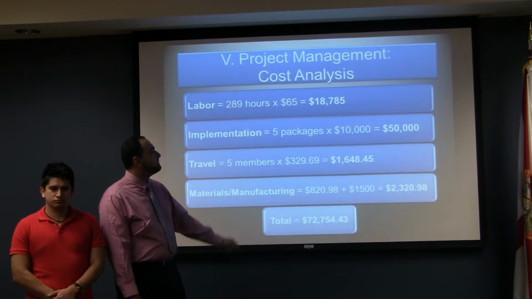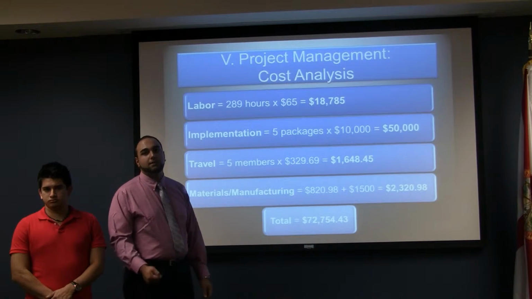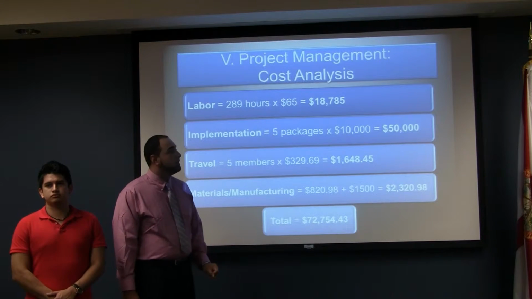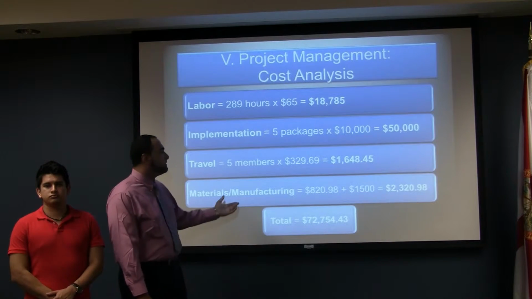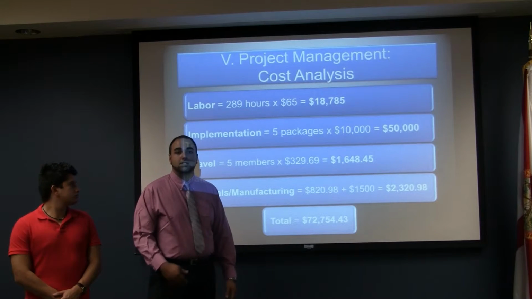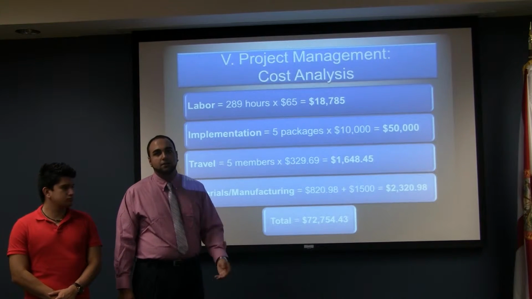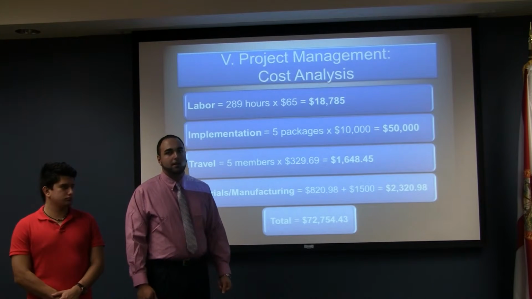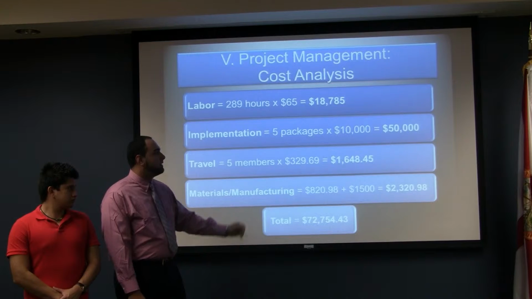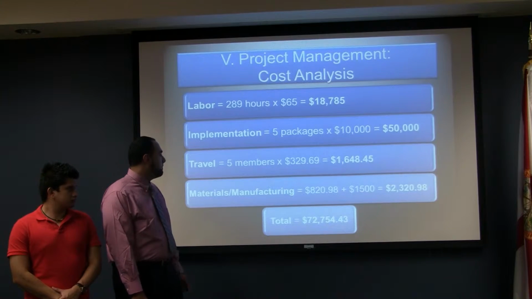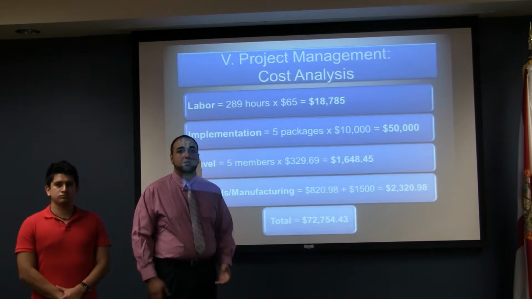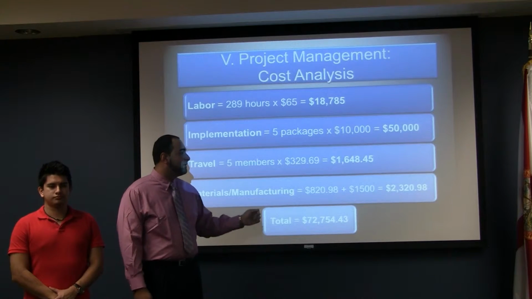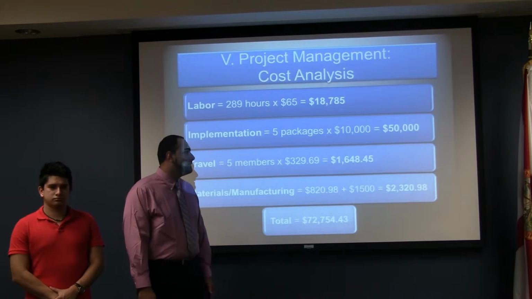Then finally for implementation, we had 5 packages that were actually being tested. It cost $10,000 every shot at the AFRL, so it came out to around $50,000. And then finally for travel, to actually make it to the AFRL and check out the experiment and talk to Dr. House about how the experiment's set up and what he's actually looking for in our design analysis, it cost around $1,600. Finally, for the materials and actual manufacturing of the projectile impactor and the cost for the actual materials, it came out to around $2,000 for a grand total of $70,000.